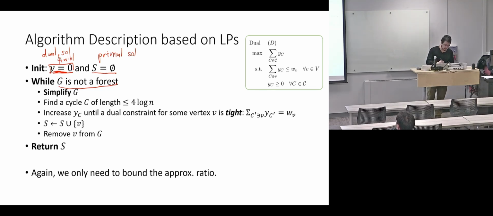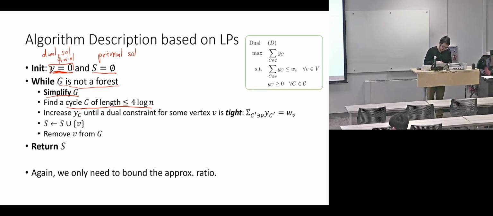Suppose that it's not a forest, so there is still a cycle. Then first simplify the graph. And then you know that there exists a cycle that is short. So find that cycle. And this is a cycle that we can try to destroy.